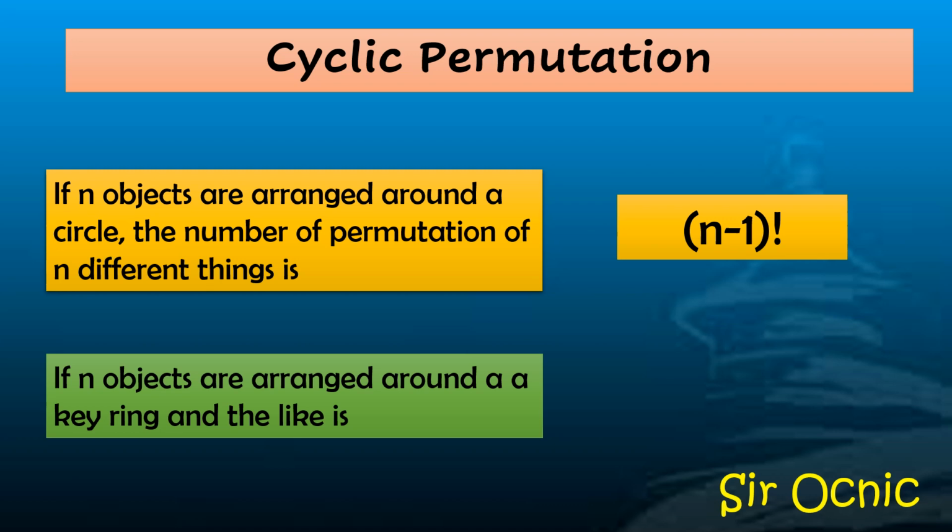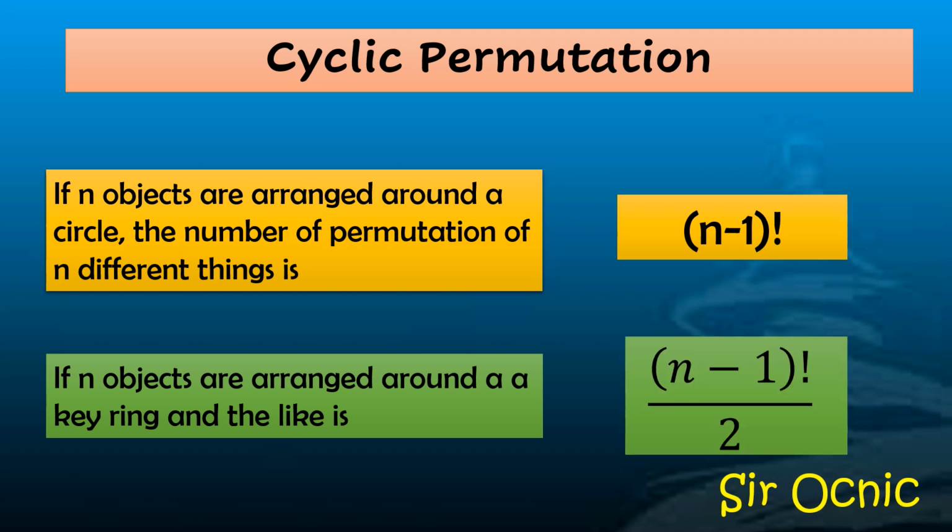But if n objects are arranged around a keyring and the like, the permutation is given by the formula quantity n minus 1 factorial all over 2.